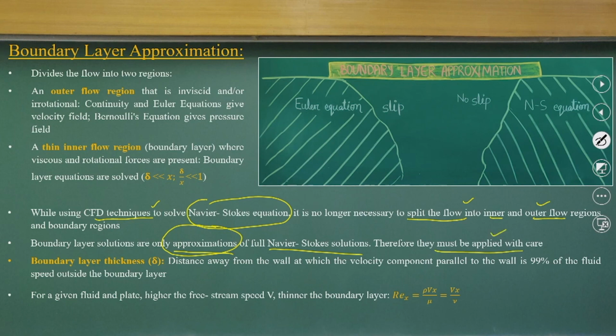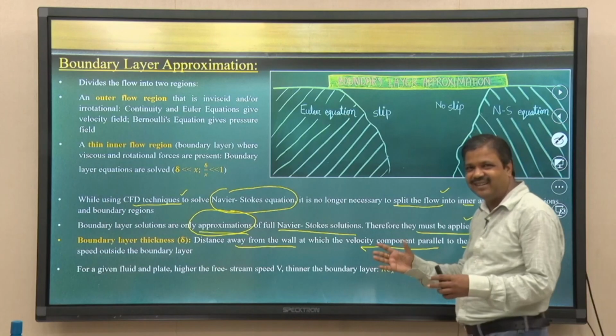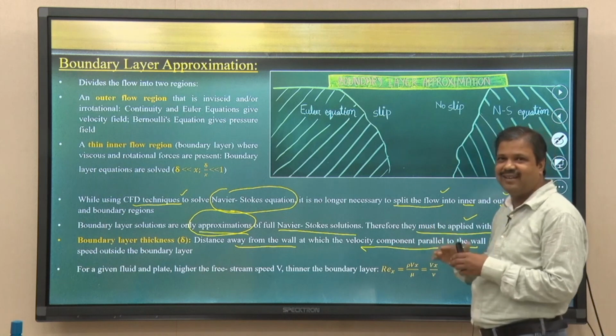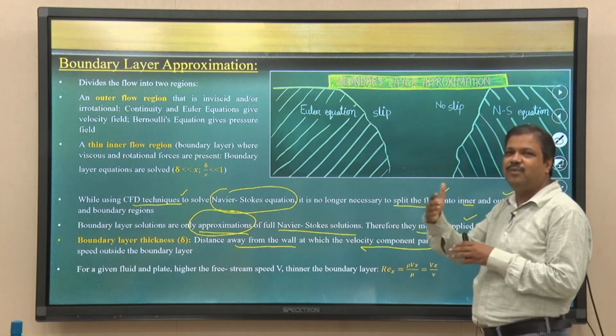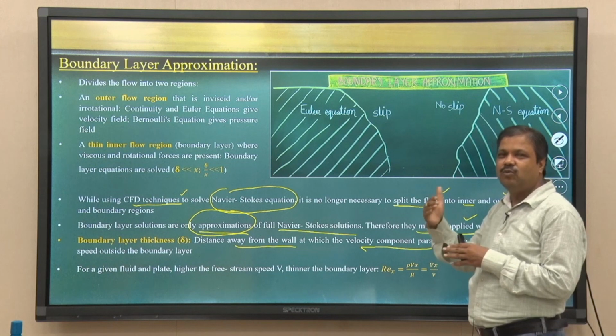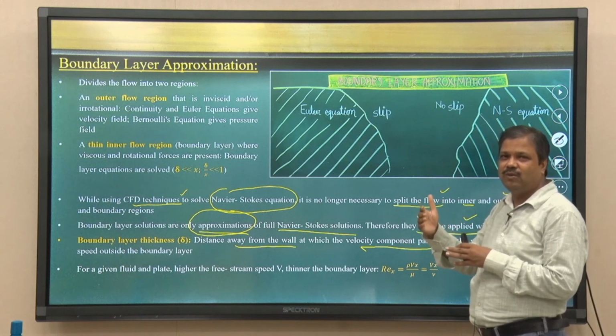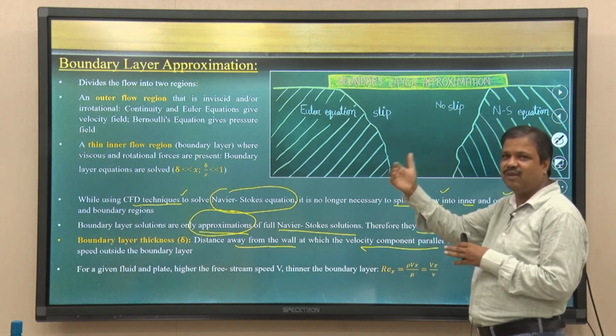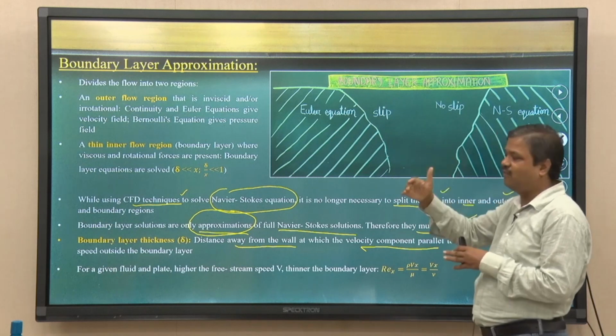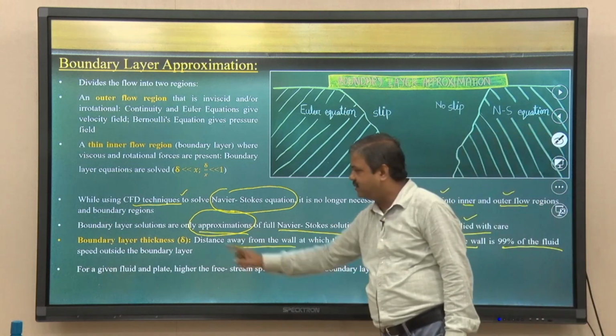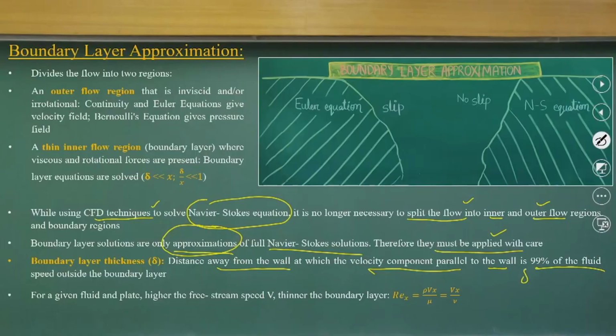That is the reason you have to look at it. The boundary layer thickness is the distance away from the wall at which the velocity component parallel to the wall is 99% of the velocity outside the boundary layer. That is the definition, in a very simple way. If you have a free stream velocity u, you look at 0.99 of u, and that region is defined as the boundary layer thickness, which varies with x.